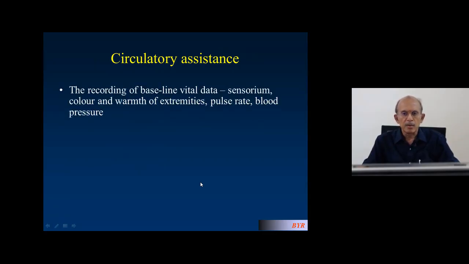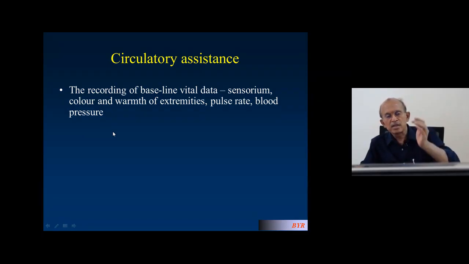So how to give this IV fluid assistance? First of all, you must record the baseline vital data. So when the patient has arrived at the hospital, you record the baseline vital data. What are the vital data you have to record? Sensorium of the patient, color and warmth of the extremities, pulse rate, and blood pressure. So you record them. Then after 15 minutes, you record again. Then you can say whether the patient is progressing or deteriorating.